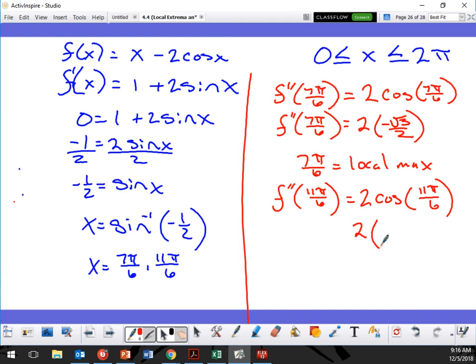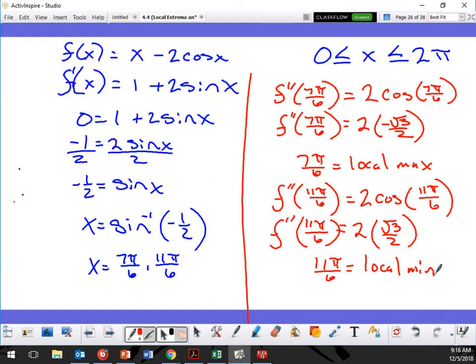All right, so 2 times positive rad 3 over 2. And so that's going to be positive, so that means that 11 pi over 6 is going to be my local min. Because this thing is some nasty type of sine, cosine wave, let's go ahead and check it.